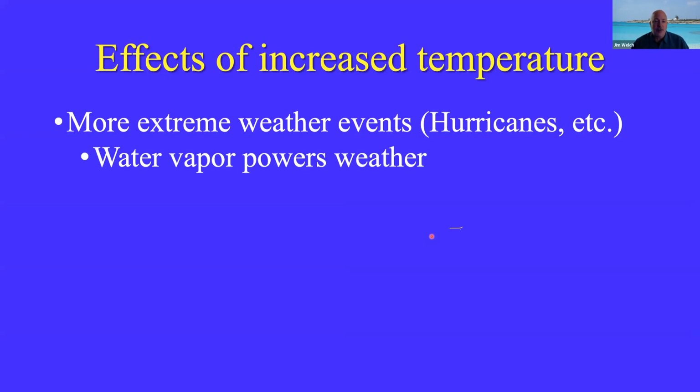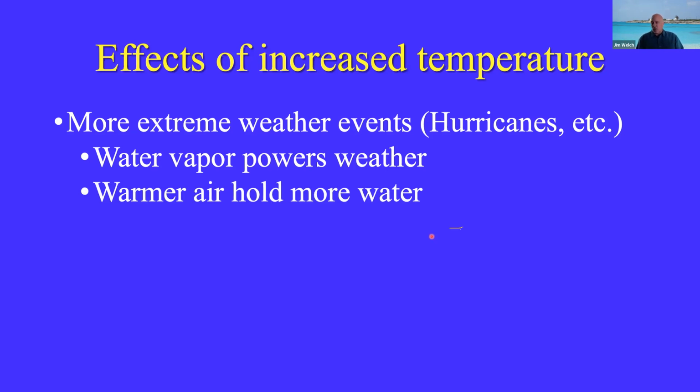And this is largely due to the fact that water vapor powers weather, okay? So when water evaporates, that water vapor absorbs heat energy, and then it goes up into the atmosphere. And when that water vapor condenses back into water, it releases that heat energy back into the air, and that's what powers wind. And because the heat warms the air, warmer air holds more water, and then more water can condense and release more heat energy and create more wind. That's why the warmer water causes bigger storms. It's a phenomenon known as the latent heat of vaporization.